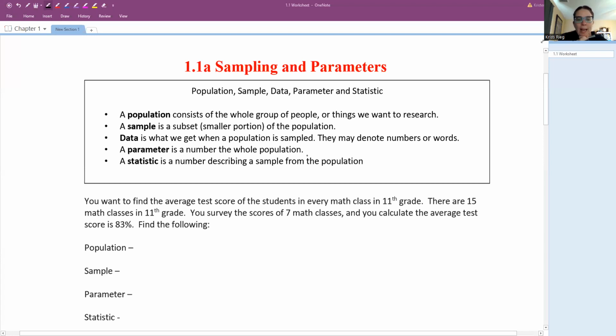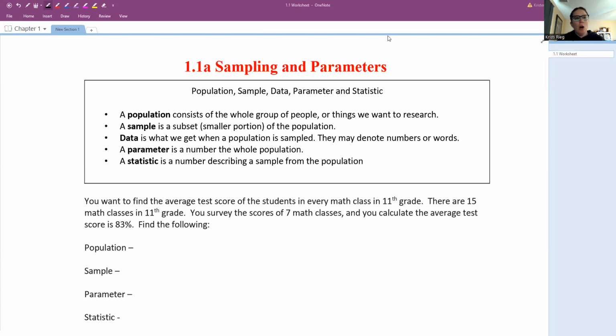I have confidence. Okay, so here is the worksheet and we are talking about sampling and parameters. And so let's start off with a few definitions. So number one, a population. So a population is the whole group. It's everything that we are talking about.